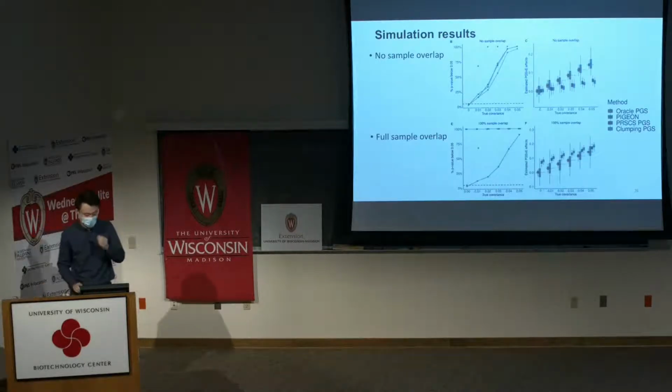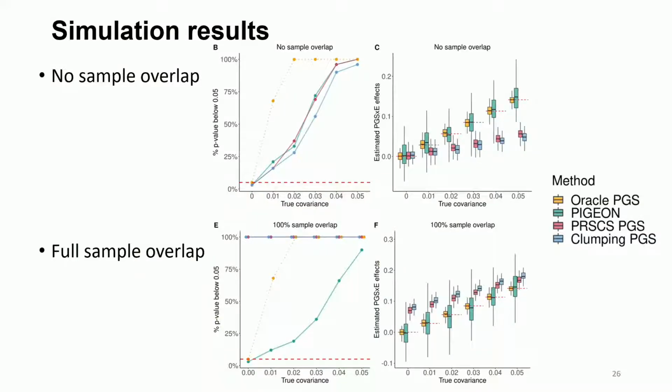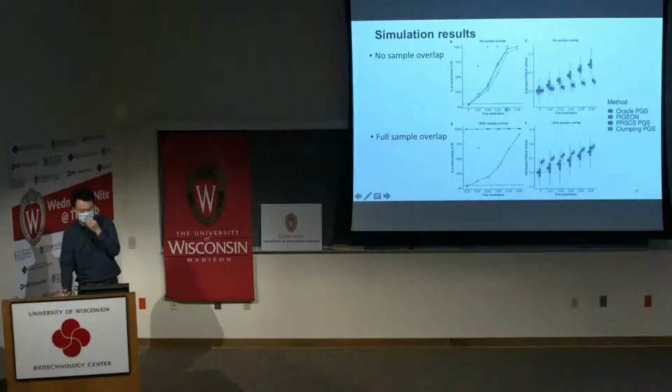We're about to run out of time, so I'll try to wrap up. In some very basic simulations, when there's no sample overlap, no method has type I error inflation, as shown in panel B here. But as the true effect size increases, methods perform similarly. Our approach has a similar statistical power compared to the best polygenic score out there. The orange one is actually the oracle PGS, which nobody has. If you know the true PGS, you can do better, but nobody has that.